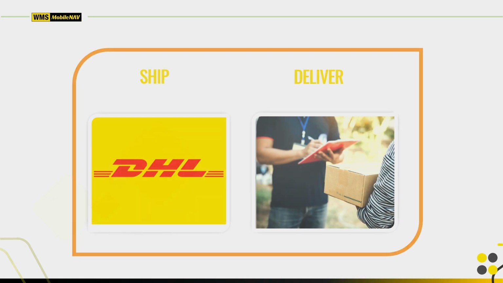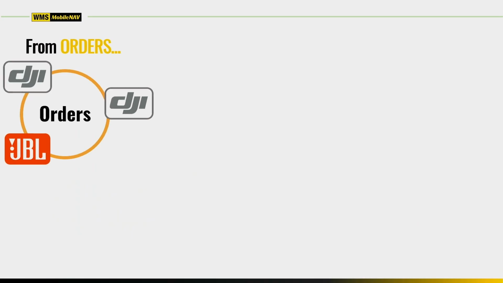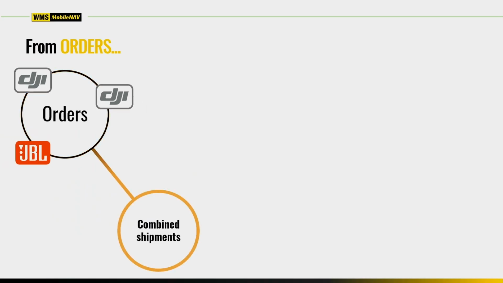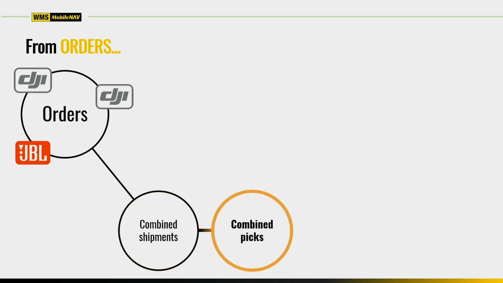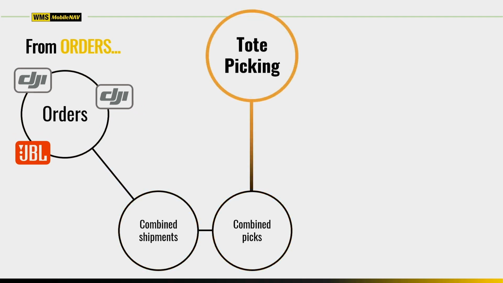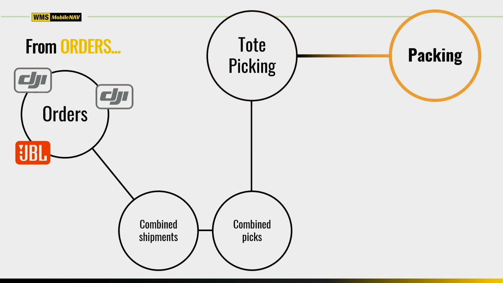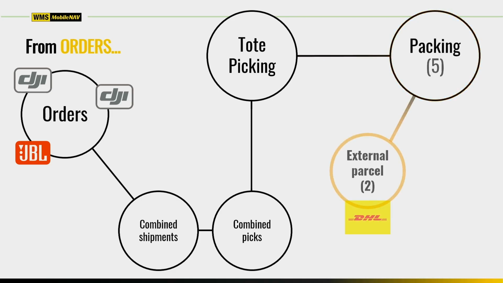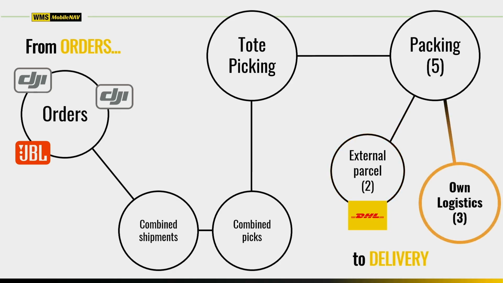A quick review of the process. We have orders of some DJI stuff and JBL speaker. These are going to be organized into combined shipments and combined picks. The picking process will be performed using tote picking functionality, and the tote picking will help with the packing process as well at the next step. Today we have 5 orders. 2 of them will be handled by external parcel, and the other 3 will be handled by our own logistics. So with a few easy steps, we go from orders to hand over to the client. So it's going to be the whole process there.